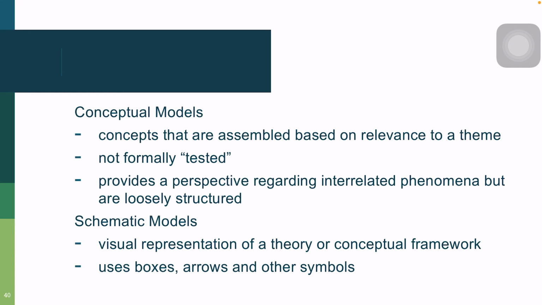Another is your schematic models. Schematic models use minimal words, a visual representation of a theory or a conceptual framework. They use boxes, arrows, and other symbols. Your schematic diagram in your chapter 1 would be a good example of a schematic model, wherein you identify your independent variable, relating it to your dependent variable, and creating the output of the study, which you will be representing with boxes and arrows.